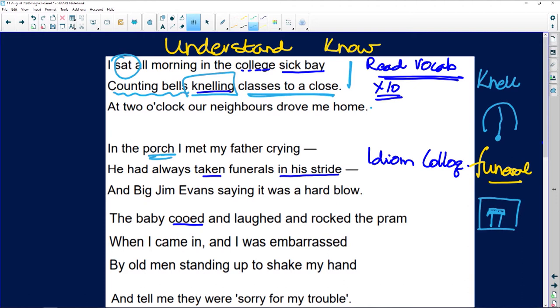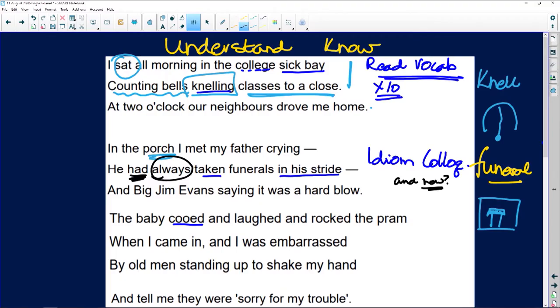He'd always taken funerals in his stride. So if you're reading and paying attention, you would say, he had always. So you're going to ask yourself, and now? Now he's not taking it in his stride. So what does the colloquial idiom take something in your stride mean?